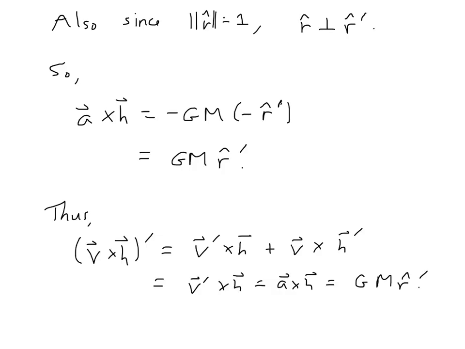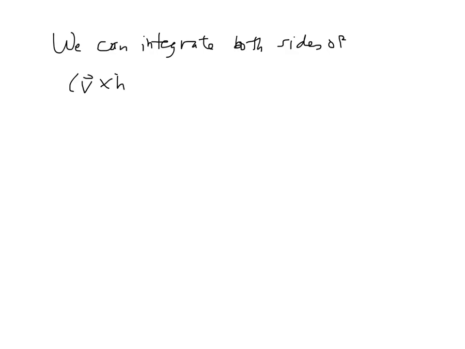Now what we'll do is we'll integrate both sides of the equation, and the fundamental theorem of calculus will tell us the left-hand side then is just v cross h. The integral of GM r hat prime is just GM r hat, and then since we're taking an integral we need a constant there, so we'll get some constant vector c.